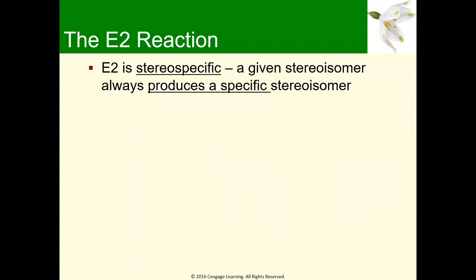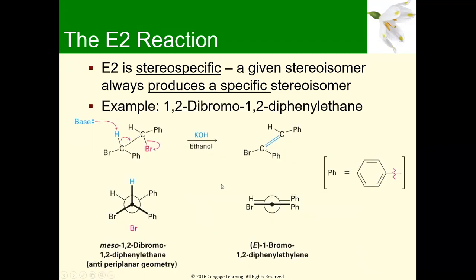Okay, so something else about the E2 mechanism that's unique and important is that it is a stereospecific reaction type. What we mean by that, as you can see in the description there, is that a given stereoisomer always produces a specific stereoisomer. So you start with something specific and you end up with something specific. It's reliable every time. Okay, so let me go through an example to show you what I mean by this.